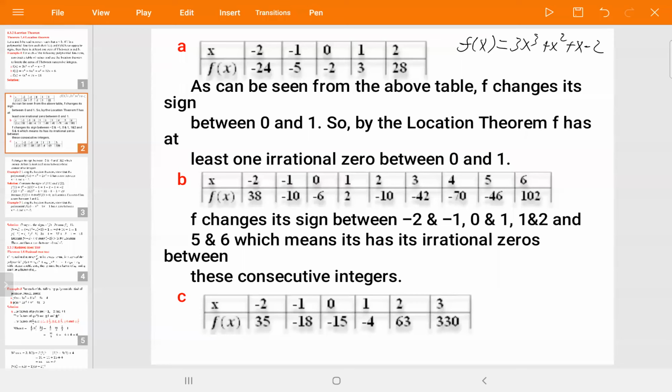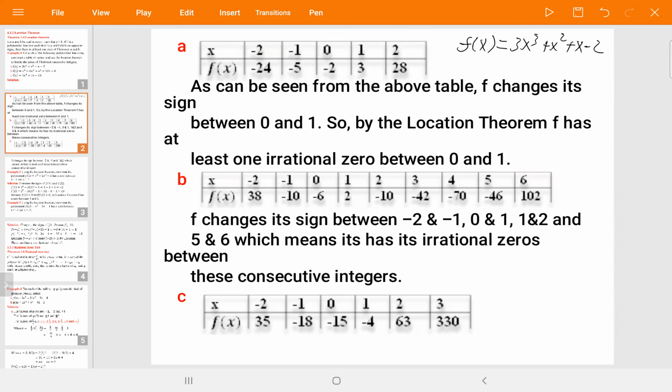So what is the value of f of x when x is equal to minus 1? As we did earlier, substitute x by minus 1 and simplify. Minus 1 cubed is minus 1. Minus 1 times 3 is minus 3. Minus 1 squared is positive 1. So minus 3 plus 1 is minus 2. Here we have minus 1 and minus 2. It is equal to minus 3. Minus 3 minus 2 is minus 5.